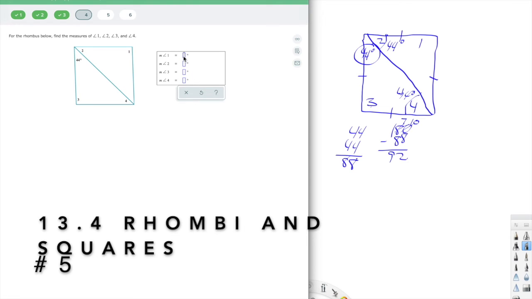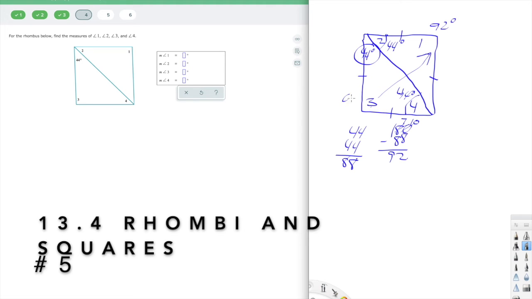Oh, and I forgot angle 1. So angle 1, that's opposite of angle 3, so it's also going to be 92 degrees. So I have 92, angle 2 is 44, angle 3 was 92, and angle 4 was 44. All right, check. Perfect.